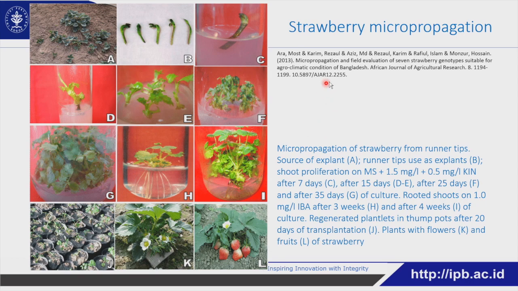From the runner part of the strawberry, we can isolate explants and do sterilization, and after that you get shoot proliferation, and then you can do multiplication, separating into new individual containers. You grow or induce the root system, and then after that you can transfer it into ex vivo conditions.